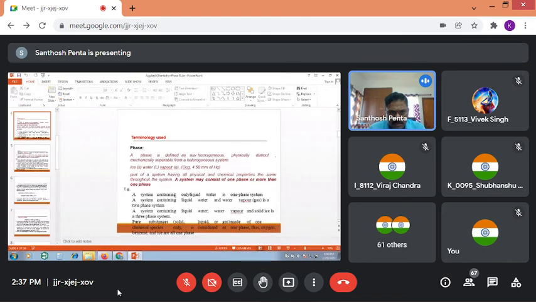Yeah. Here, liquid water is one phase. See the examples here I am reading. A system containing only liquid water is one phase. A system containing liquid water plus water vapor is a two phase, because one is liquid, another one is vapor. A system containing liquid water, water vapor and solid is a three phase. Then pure substances like solid, liquid and gas made up of one chemical species only is considered as one phase. Getting my point?